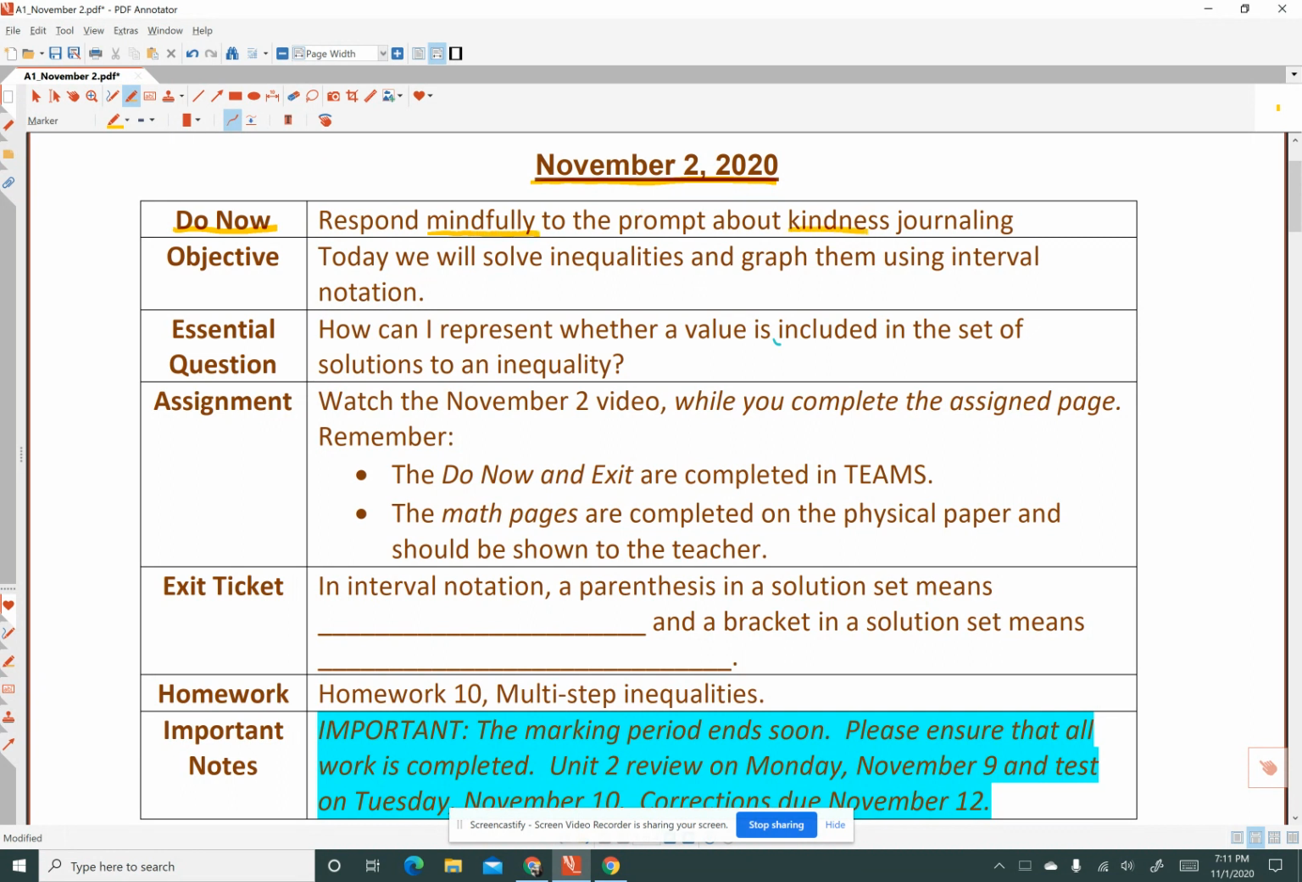So we'll start with our do now, which will ask us to respond mindfully and carefully to a prompt about kindness journaling. When do you feel kinder? You look for a pattern when you write things down. For me, I'm having a hard time being kind when I'm super tired. And sometimes that's most when you need to be kind.